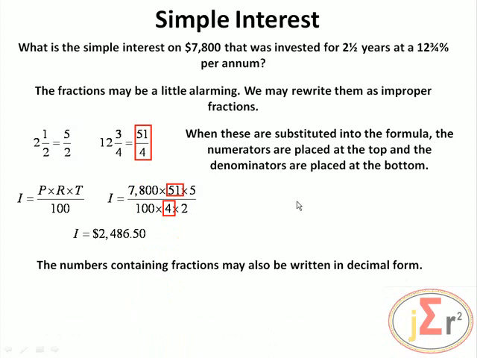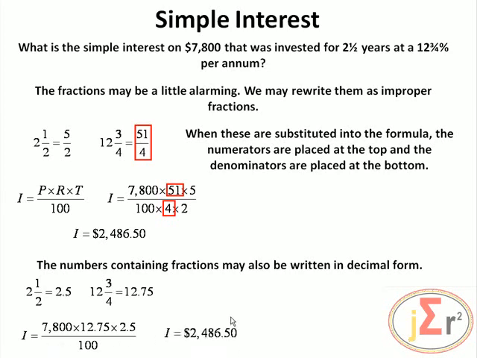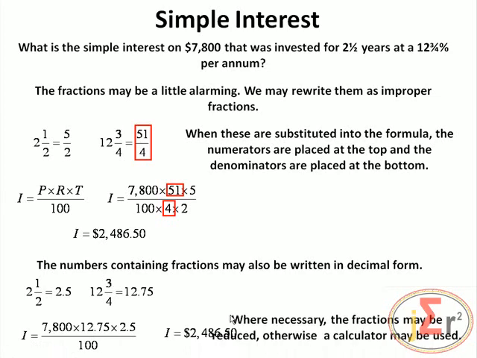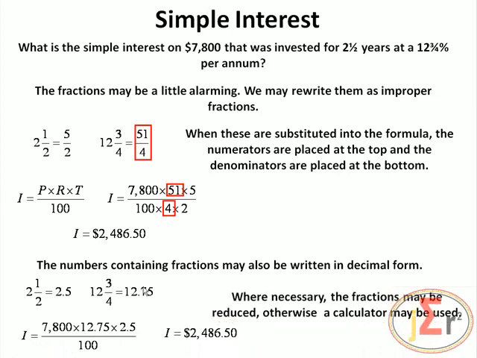The numbers containing fractions may also be written in decimal form. So instead of writing 5 over 2, we may write 2.5. Instead of writing 5 over 4, we may write 12.75. And then we have no new denominators, so we just multiply like that. All of these numbers are in the numerator, and then we simplify, and we get the same answer as we did before. Where necessary, the fractions may be reduced. Otherwise, a calculator may be used.